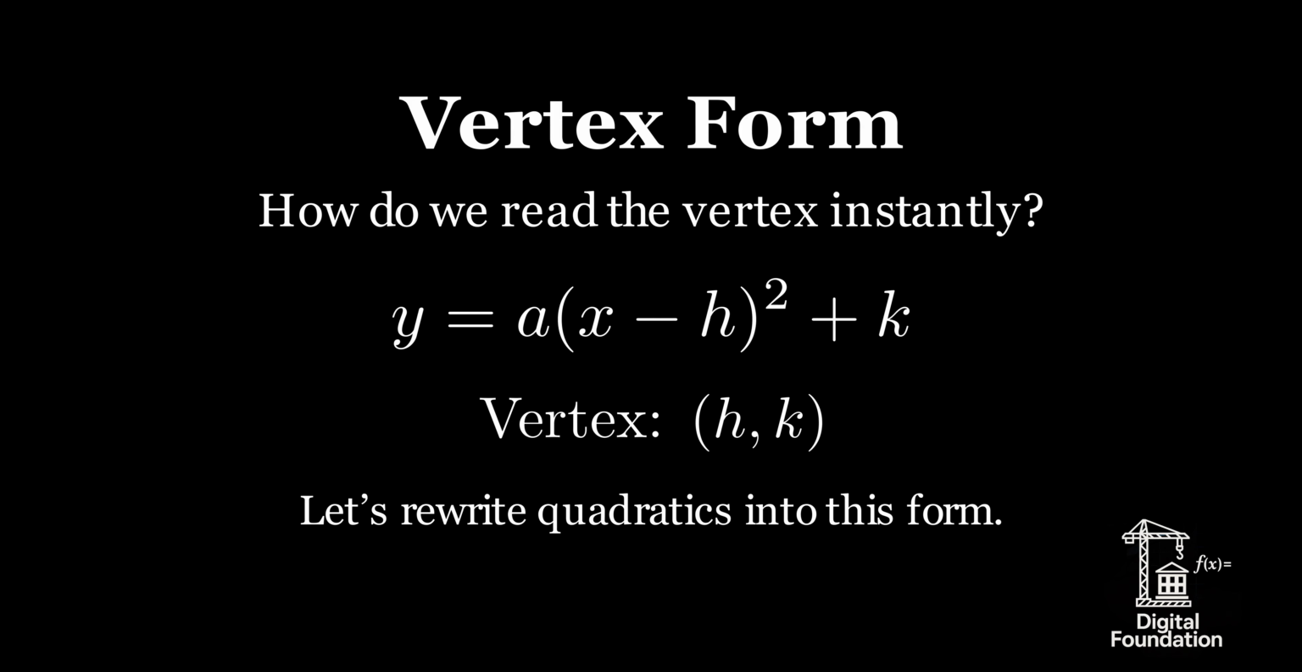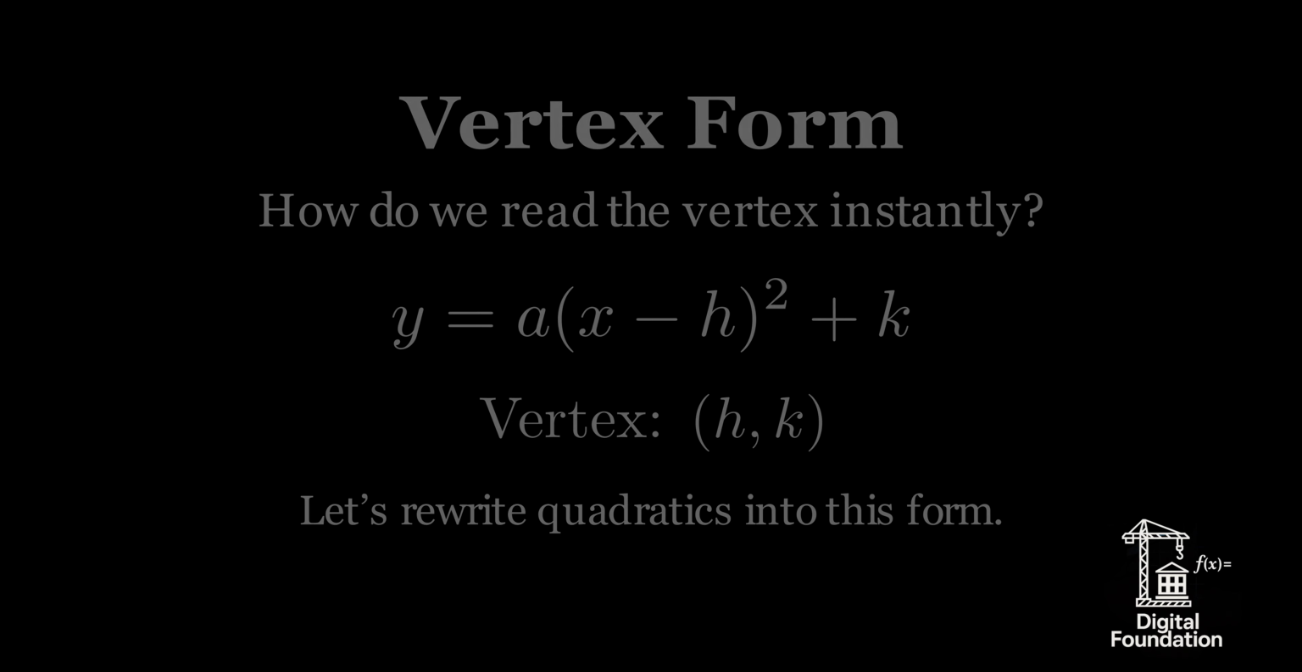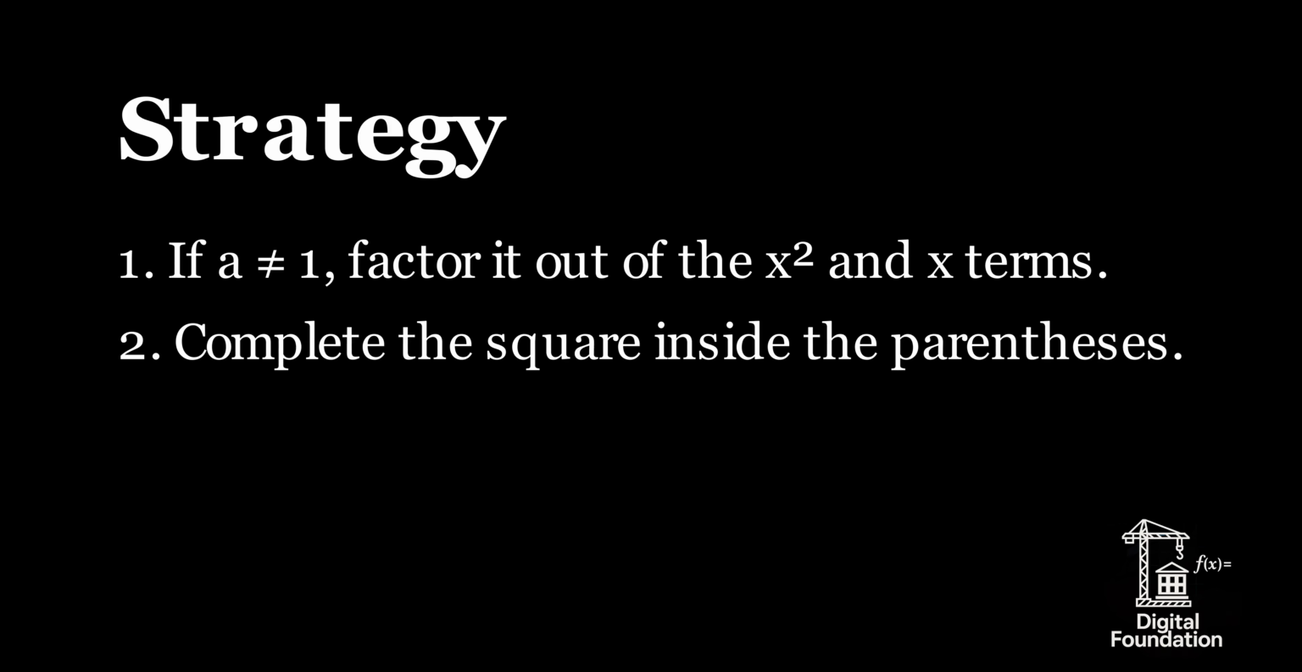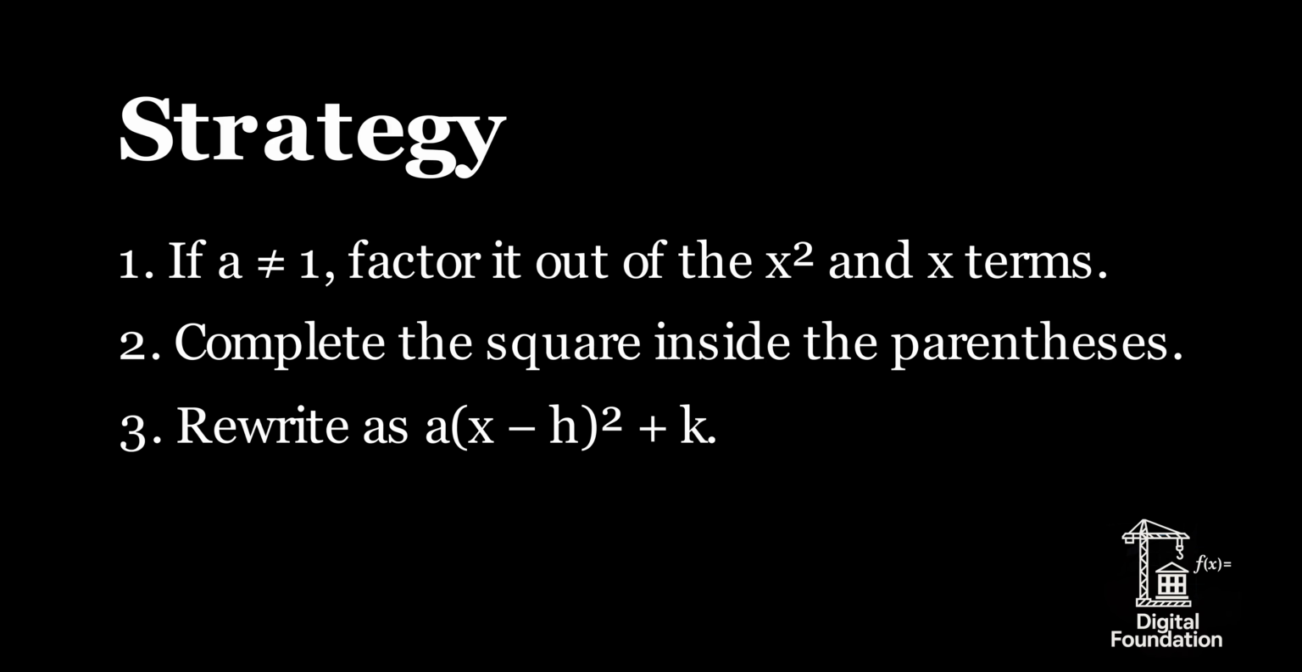And today, we're going to learn how to rewrite quadratics into that form, step by step, and understand what every part of it means. Before we jump into examples, let's talk strategy. The goal is always the same. Rewrite the quadratic so that it contains a perfect square. If the coefficient in front of x squared is not 1, we factor it out first. Then we complete the square inside the parentheses. Once the expression looks like a times the quantity x minus h squared plus k, the vertex is immediately visible. And that vertex is the turning point of the graph.